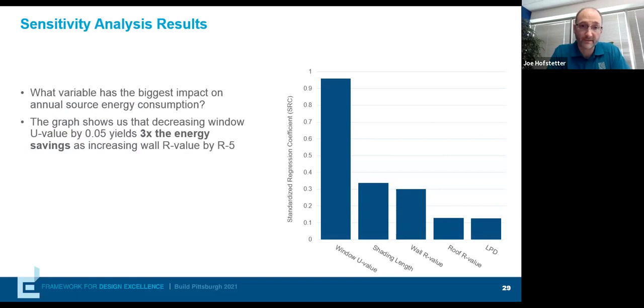So the standardization coefficient is essentially looking at what Maddie was talking about earlier. How much better does one of these items have over the other?